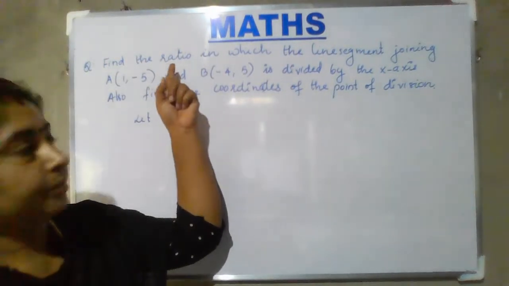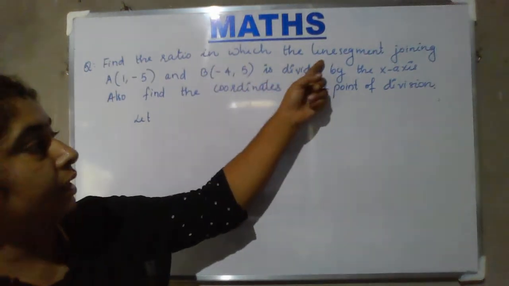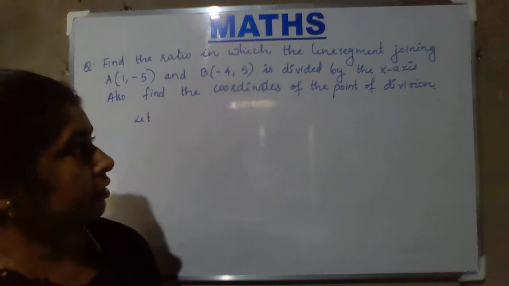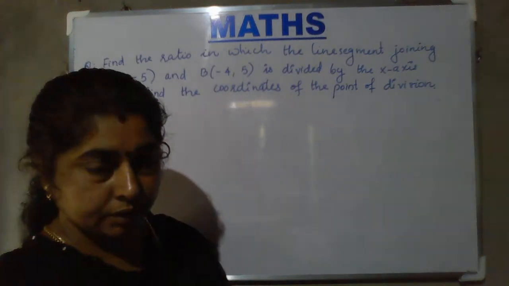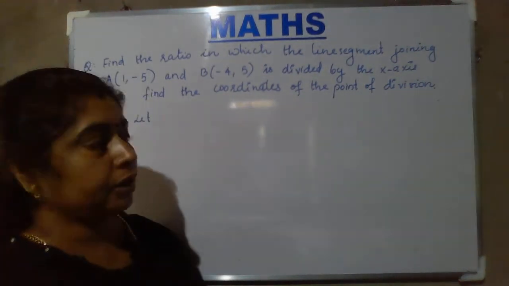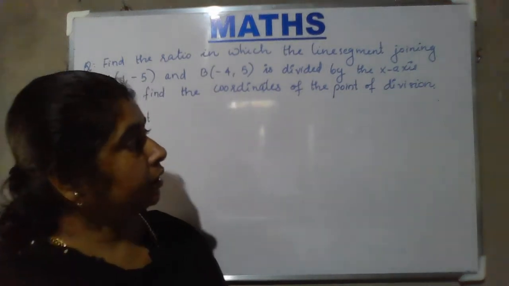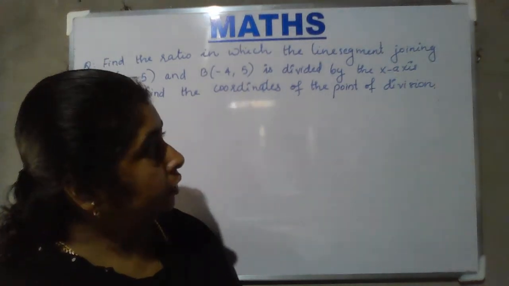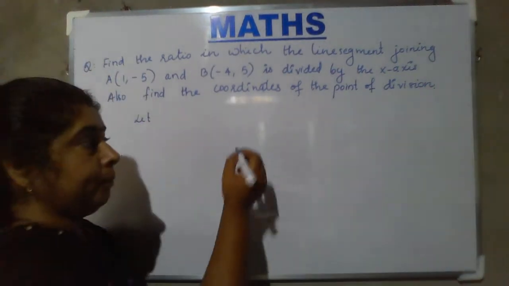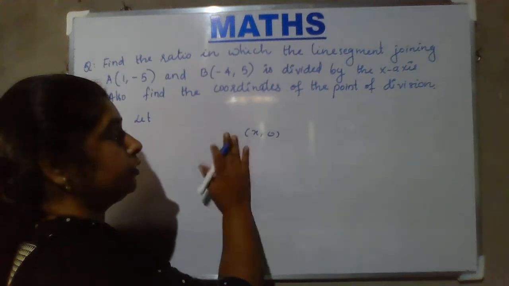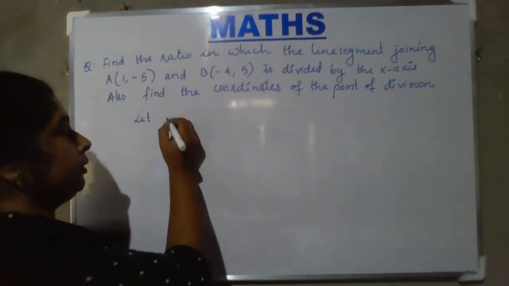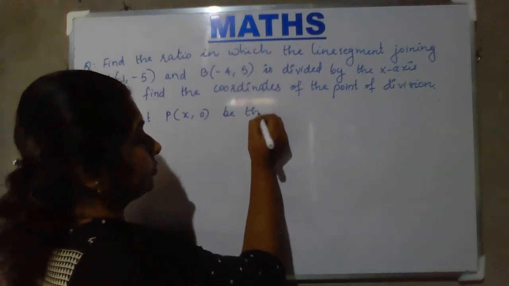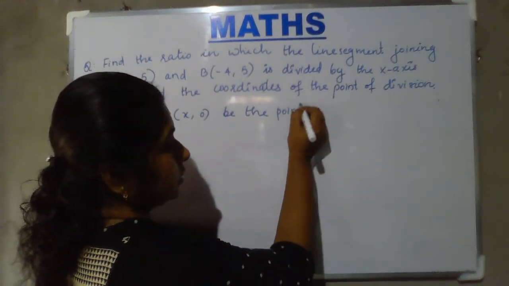Listen to this question. Find the ratio in which the line segment joining A(1, -5) and B(-4, 5) is divided by the x-axis. Also find the coordinates of the point of division. Here, the point on the x-axis, we know that the point on the x-axis is of the form (x0, 0). So here we can take P(x0, 0) to be the point on the x-axis.